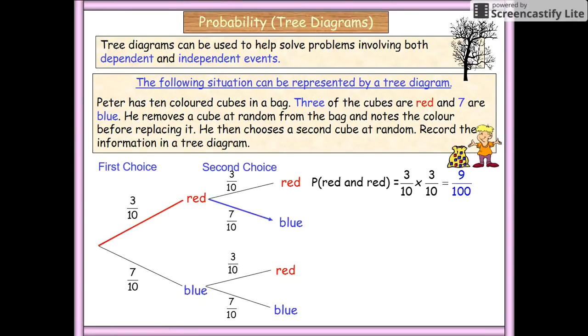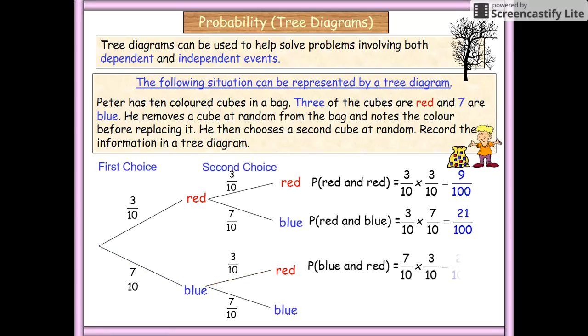Then we do the next one, which is red-blue, so that's going to be 3/10 times by 7/10. So that's going to go 3 times 7 is 21, 10 times 10 is 100. Okay, so we do our next one, which is blue-red, and we go 7 times 3 is 21, and our last one, we go 7 times 7 is 49. And I want you to show this working out here, okay? So therefore, we can then start asking questions about the probabilities of the story.